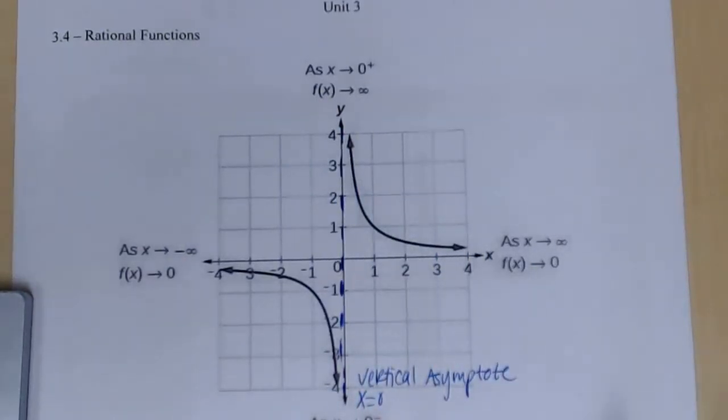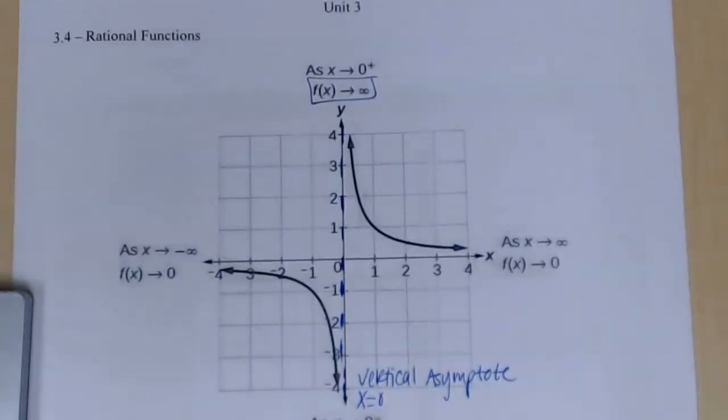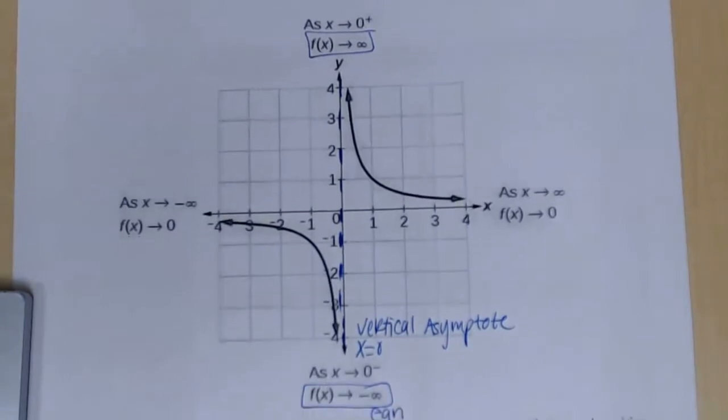There will be some problems on your assignments where they'll give you the first part, and they want you to fill in the second part. So I just want to emphasize what this notation means, how it can be read, and this brings in that aspect of vertical asymptote.